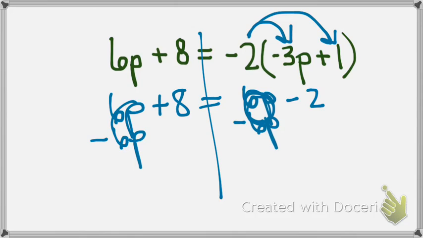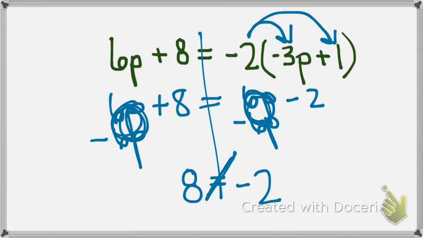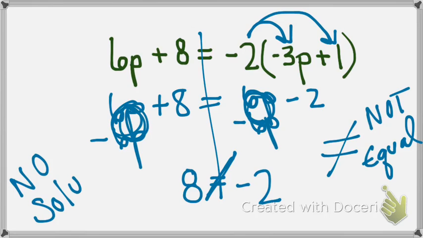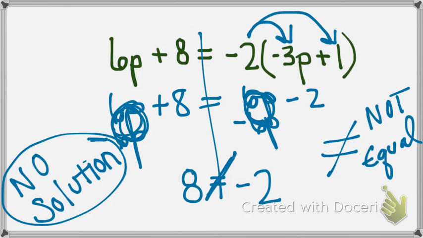I got 0 here, I got 0 here. I don't have any bombs left. But I do have an 8 here, and I do have a negative 2 here. Is 8 equal to negative 2? No, it is not. These are not equal. This symbol means not equal. So in this case, since they're not equal, there's no answer. There's no solution. There's no number that you can plug in for P and make it equal on both sides. That is why there's no solution.